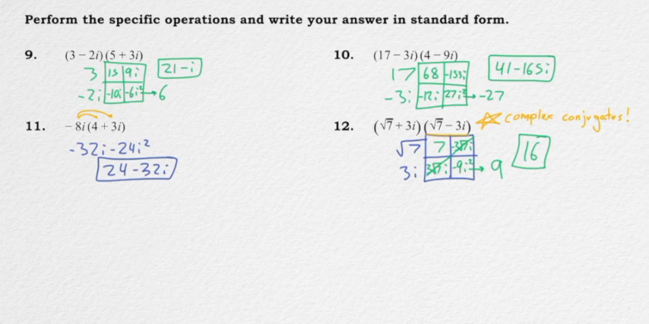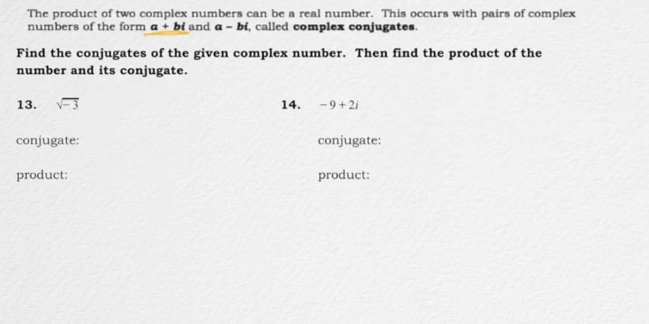So that happened because these are considered complex conjugates. They're the exact same complex number. The only difference is this one is plus and this one is minus. So we just changed the middle sign. That's what this definition says here. We just have a plus bi and a minus bi. We call those complex conjugates. Normally they would just be called conjugates, but because they're complex numbers, we call them complex conjugates.